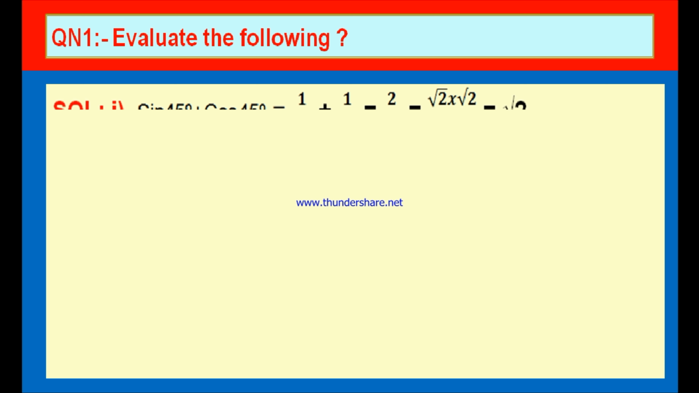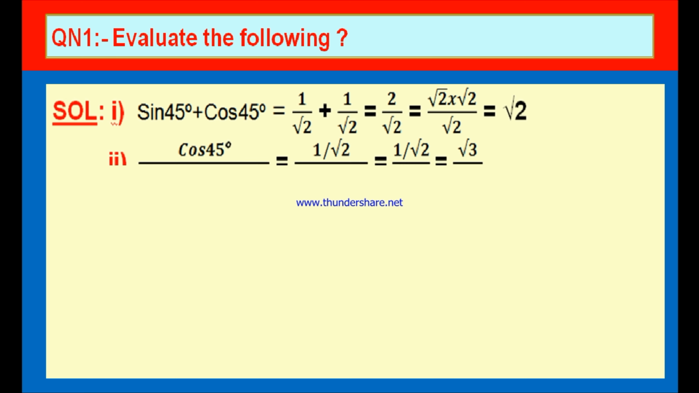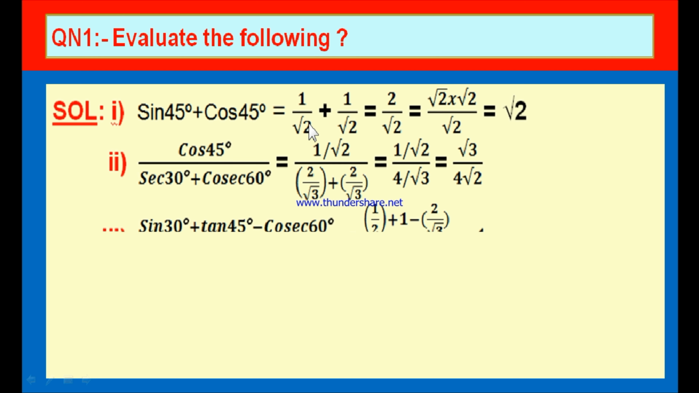Here in this question, we may be given some 4 to 5 bits and we have to find the values of all those 5 bits. Here the first bit is find the value of sine 45 degrees plus cos 45 degrees. Sine 45 degrees value is 1 by root 2 plus cos 45 degrees value is also 1 by root 2. Now 1 by root 2 plus 1 by root 2.